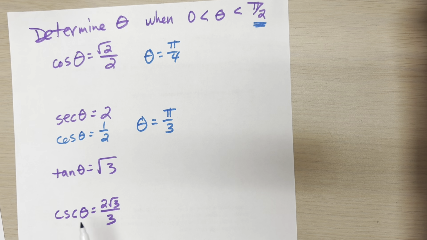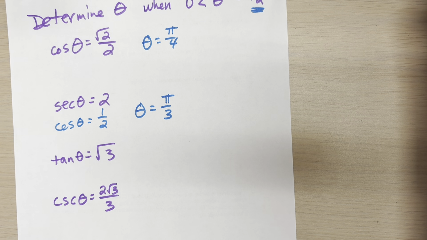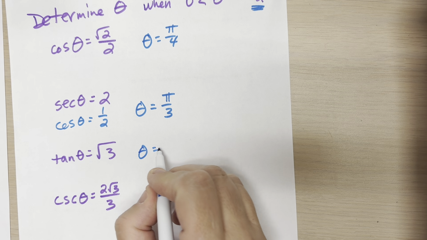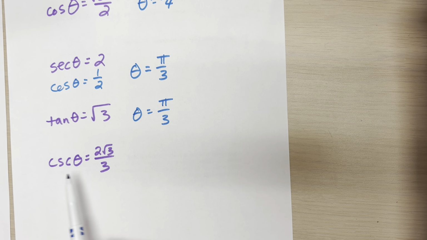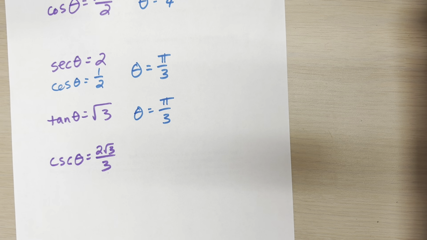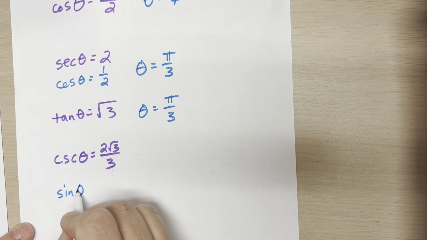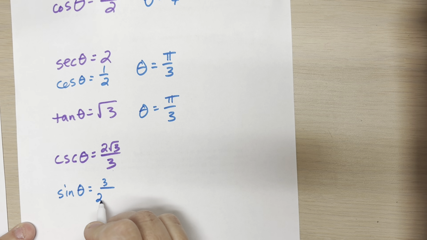All right, tangent is next. Tangent is rad 3. From the little chart, tangent is rad 3, pi over 3. Finally, at the end, I have cosecant is 2 rad 3 over 3. That's not in my table, so I'm going to use the reciprocal buddy, sine. So I'm going to flip this over, 3 over 2 rad 3.